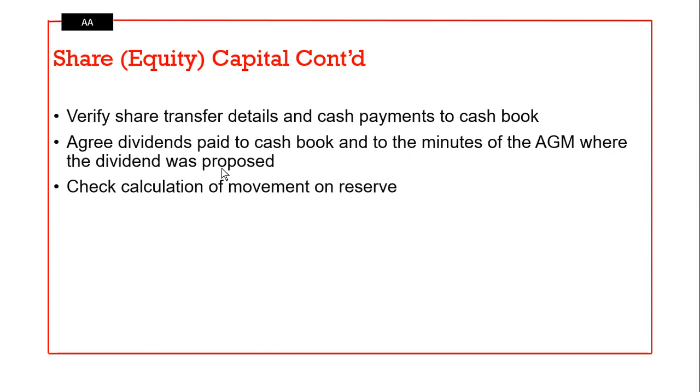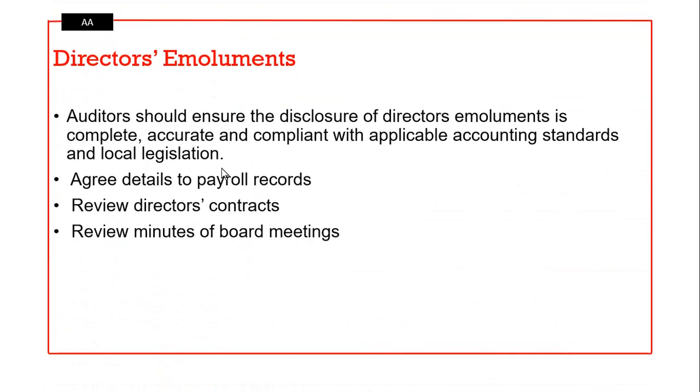For completeness, you need to check calculations of movements on reserves to see whether these were accurately done. Under directors' emoluments, auditors should ensure the disclosure of emoluments is adequate, complete, accurate, and compliant with applicable accounting standards and local legislation. You need to agree details to payroll records to check whether those obligations are actually paid.